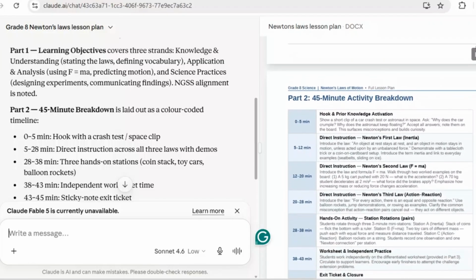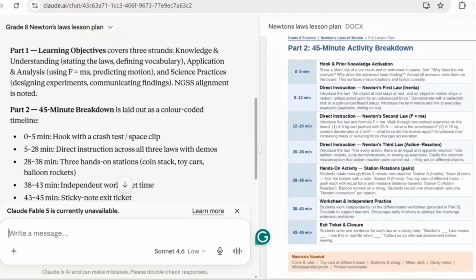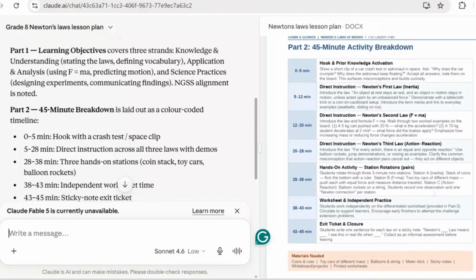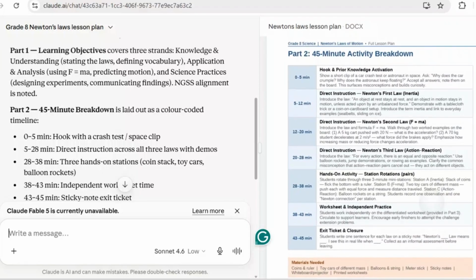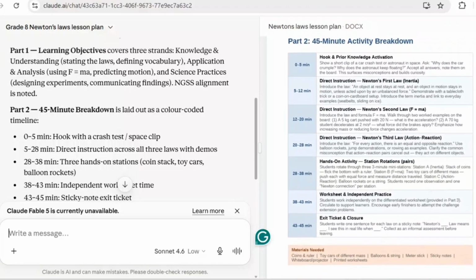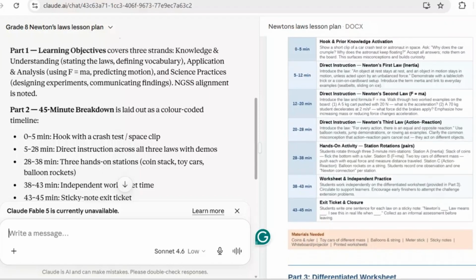In part 2, I have the 45-minute breakdown that is laid out as a color-coded timeline. You see the timeline here, since it's a 45-minute lesson. And then I have, for each part of the lesson, for the hook and the prior knowledge activation, I have 5 minutes.